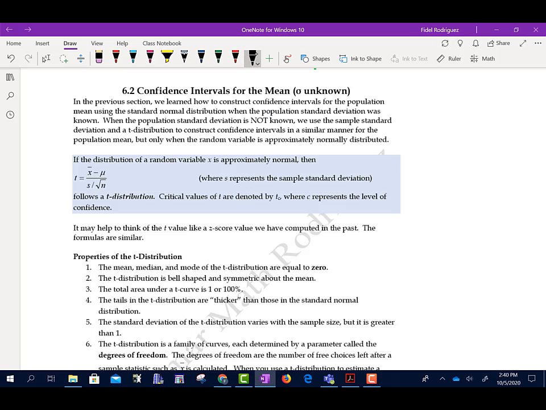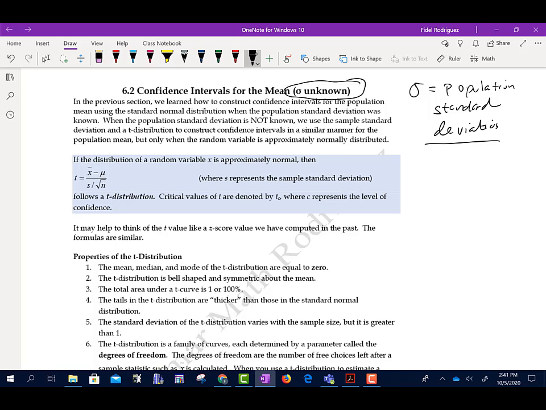All right, section 6.2 talks about confidence intervals for the mean when the population standard deviation is unknown. So again, guys, I just want to go over something real quick. Remember, this is my population standard deviation, all right? So in 6.2, we're not going to know the population standard deviation.